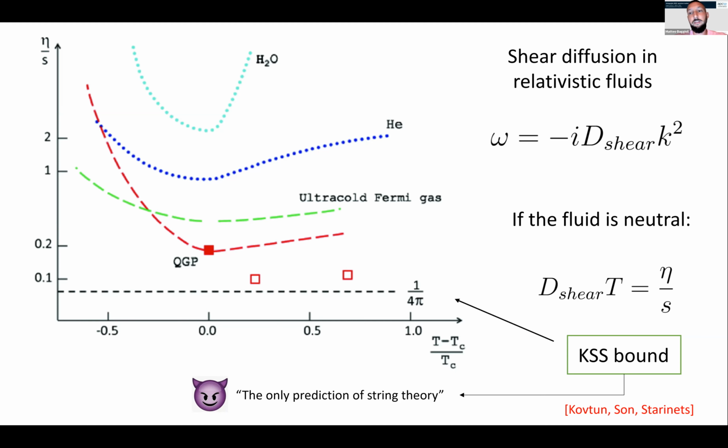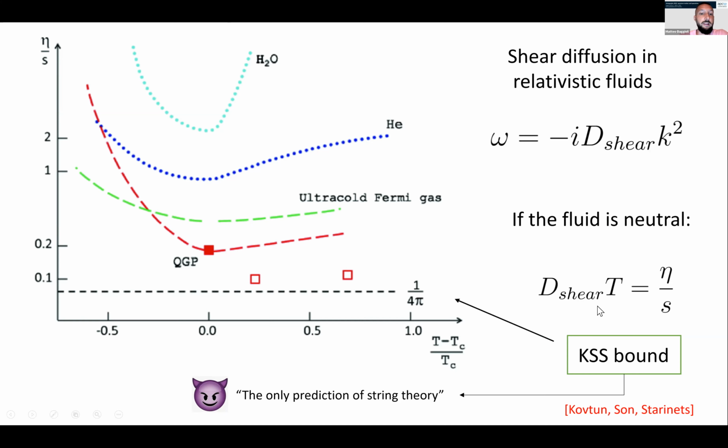The viscosity is governing what is called shear diffusion. Shear diffusion is basically the diffusion of transverse momentum, and the mode related to these dynamics is the one on the top right. And if the fluid is neutral and relativistic, then the shear diffusion constant, or at least the dimensionless version of it, is just the ratio of the viscosity over the entropy.